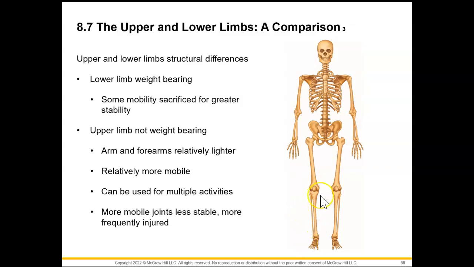Our lower limb is going to be weight bearing, and we have some mobility that we sacrifice in order to have greater stability here, whereas our upper limb is not weight bearing, and our arm and forearms are relatively lighter, and we're going to have more mobility and can be used for multiple activities. We'll also have more mobile joints that are unfortunately less stable, so we have incidences of injury taking place more.